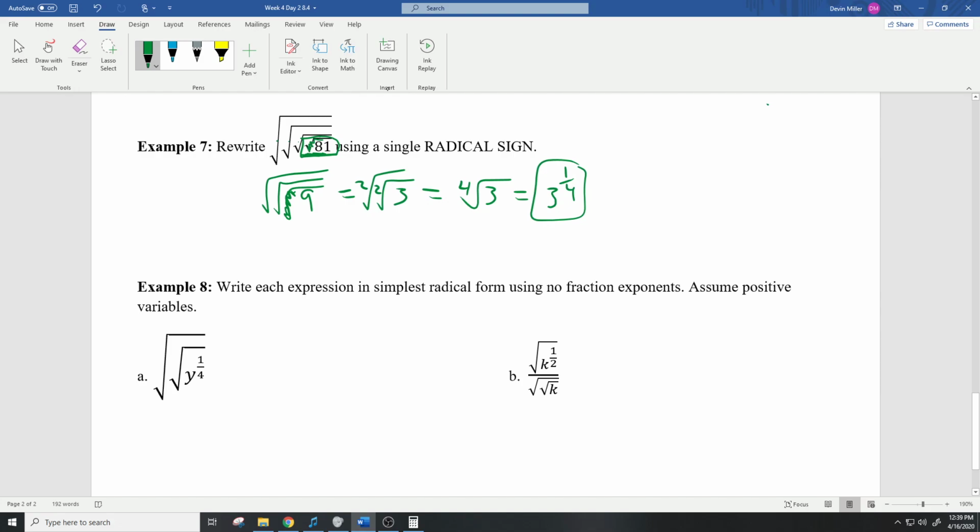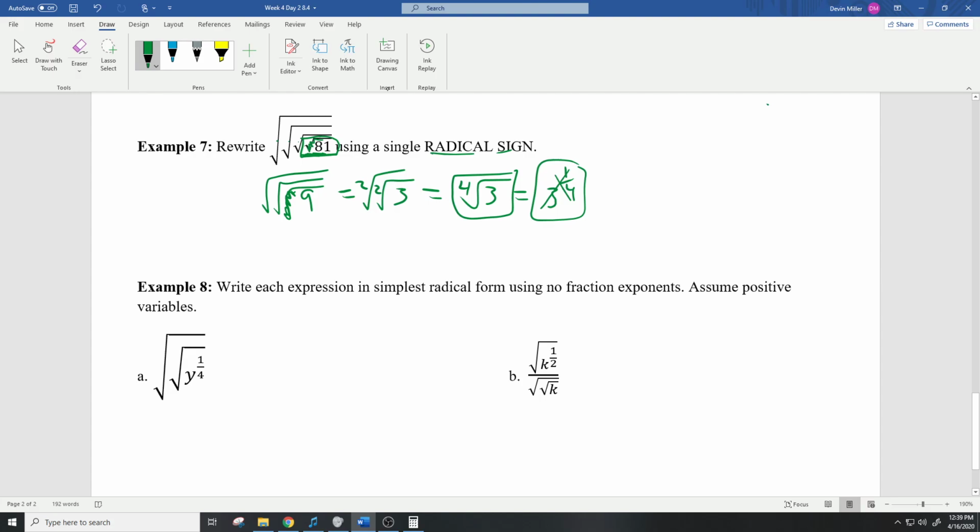So I went a step further. I guess it says use a radical sign. So if it says use a radical sign, then they probably want this as your answer. So you don't have to go to this next step here if you don't want to. I went a little too far, I guess, using the directions. So if it says a radical sign, you can stop here.